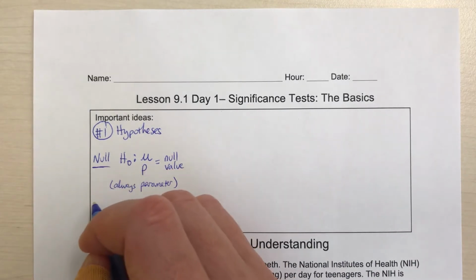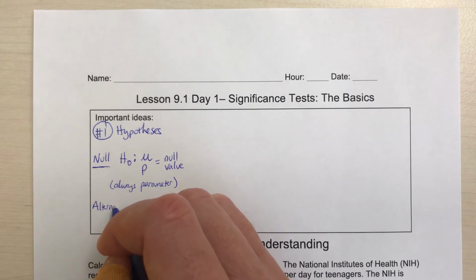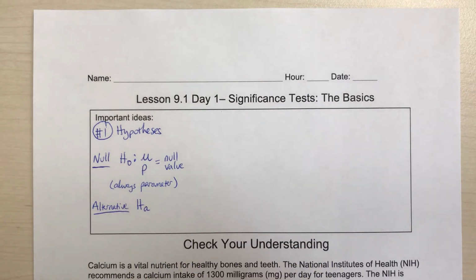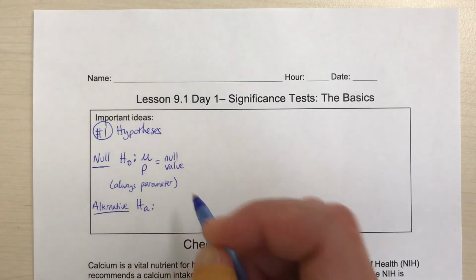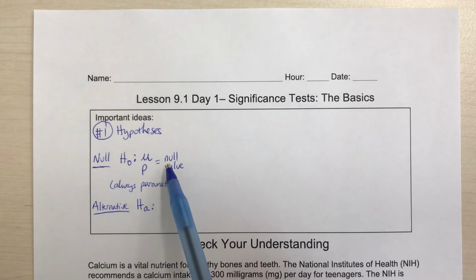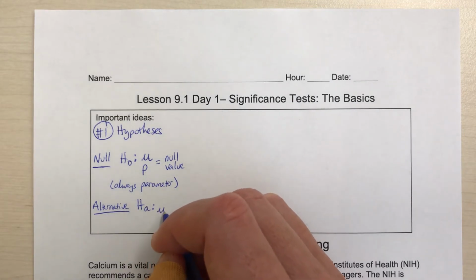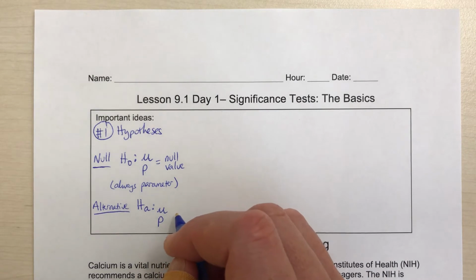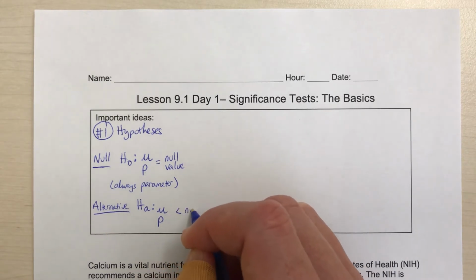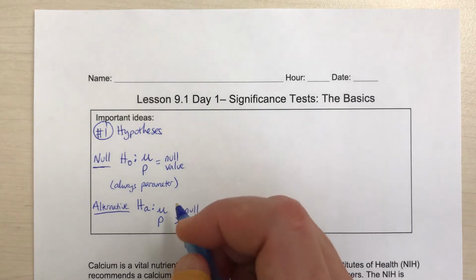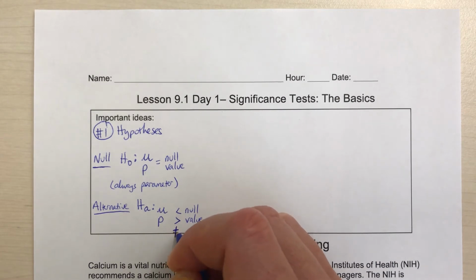So there's the null, H naught, and then there's the alternative, which is H sub A, so A for alternative. If we claim that the true mean or the true proportion is equal to something, in the alternative we're going to say that the true mean or the true proportion is not equal to this. Now, we might say that they are less than the null value. We may be trying to show that they are greater than the null value, or we may be trying to show that they're just not equal to the null value.